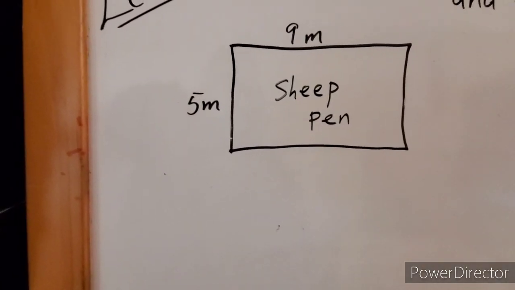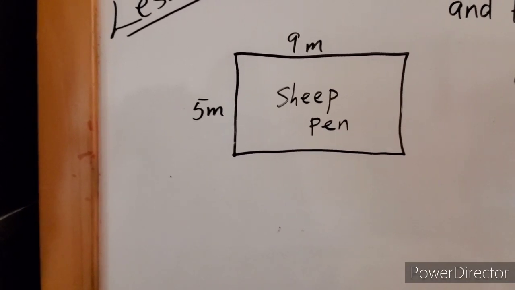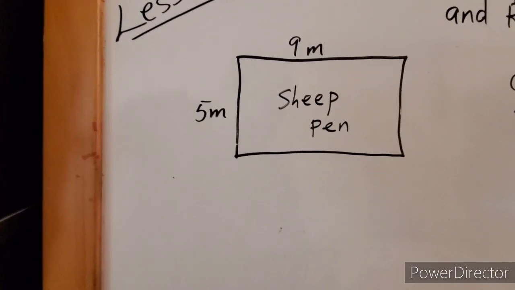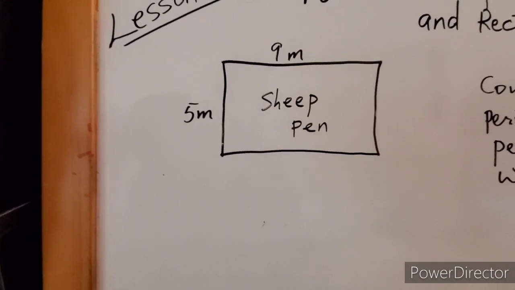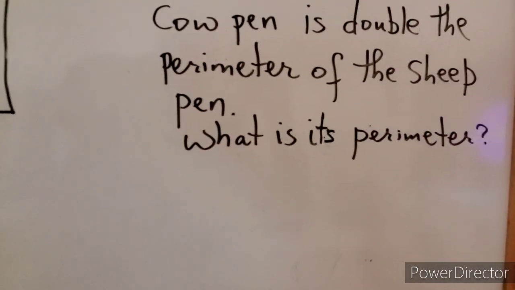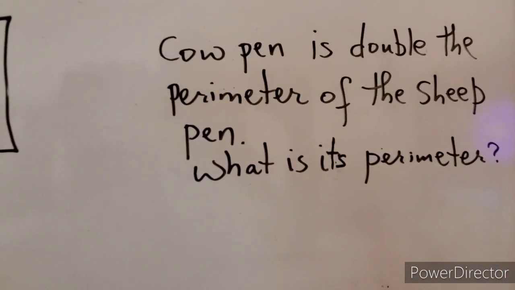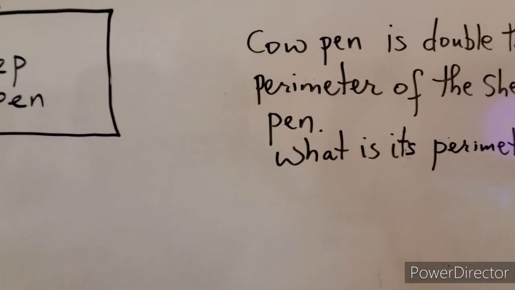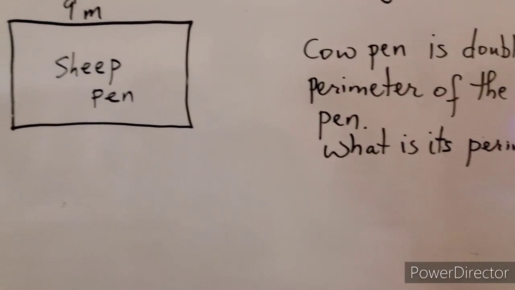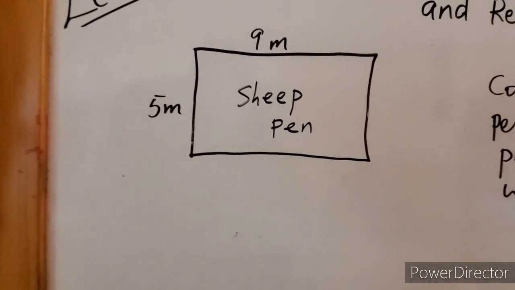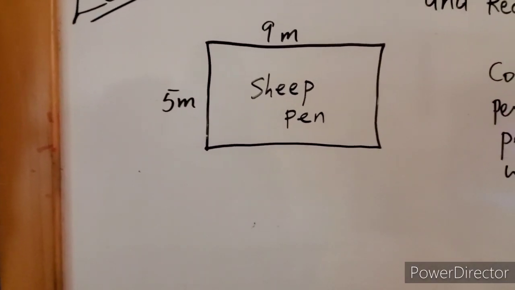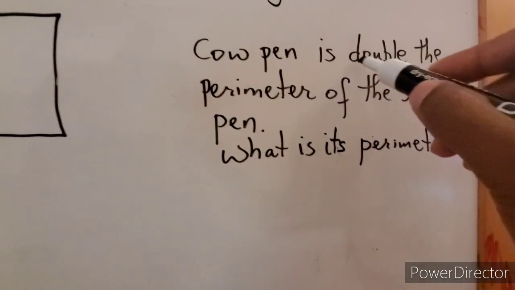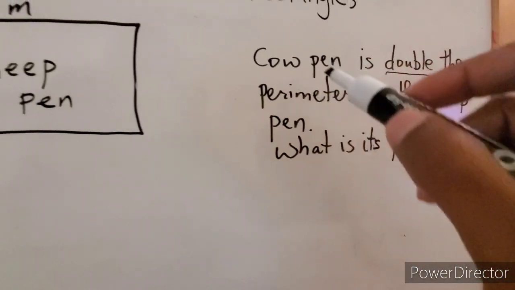Okay, so this is the sheep pen, and the measurements on the side. It's 9 meters wide and 5 meters long. Now the problem also states that the cow pen, which is a different pen, is double the perimeter of the sheep pen. So we don't know the measurements of the cow pen yet. We're going to have to use the sheep pen to calculate that. So let's find out the perimeter of the sheep pen, and then we will focus on doubling it to get to the perimeter of the cow pen.